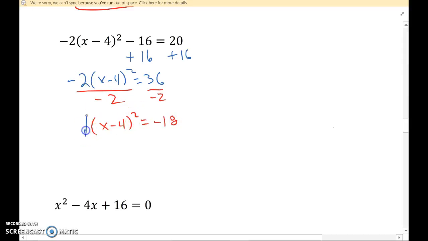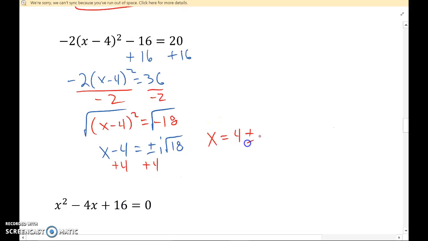Get rid of the squared with the square root. And again, we're square rooting a negative, which typically gives us a no solution. But because of imaginary numbers, we can write this as plus or minus i radical 18, which we will simplify again here in a minute. And so our next step is to add 4 to both sides. And so giving us a solution of x equals 4 plus or minus i radical 18.